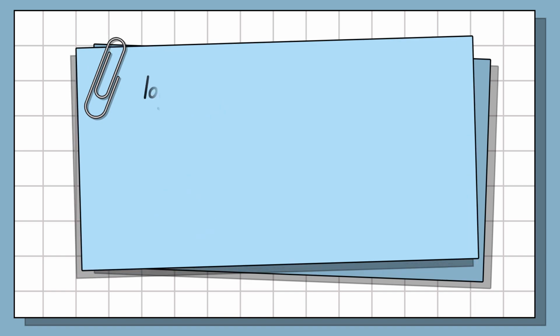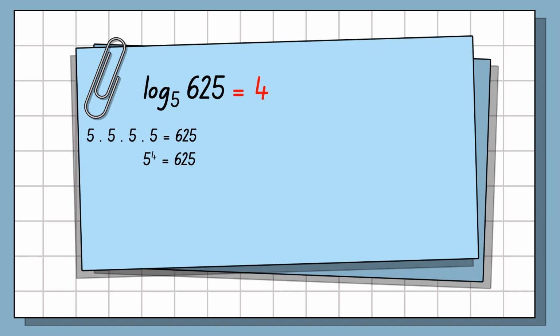Another example, evaluate log base 5 of 625. How many times we multiply 5 by itself to get the answer of 625? Alright, this is 5 times 5 times 5 times 5, which is equal to 625, or 5 raised to the power of 4. So if we're going to evaluate log base 5 of 625, the answer is equal to 4.